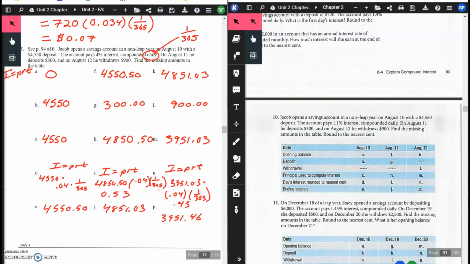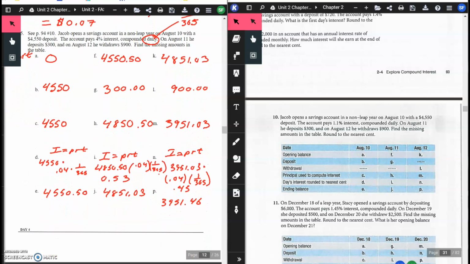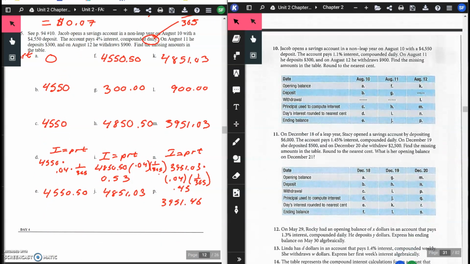Okay, number 5 is referring to page 94, number 10, which is off to the side here. Okay, it says Jacob opens a savings account in a non-leap year on August 10th with a $45.50 deposit. The account pays 4% interest, compounded daily, so that's 365 days. On August 11th, he deposits $300. On August 12th, he withdraws $900. Find the missing amounts in the table.